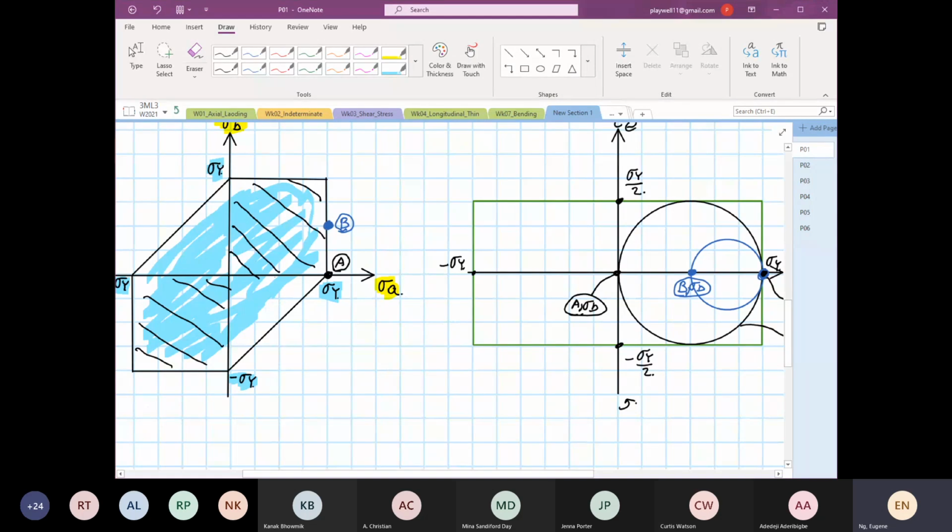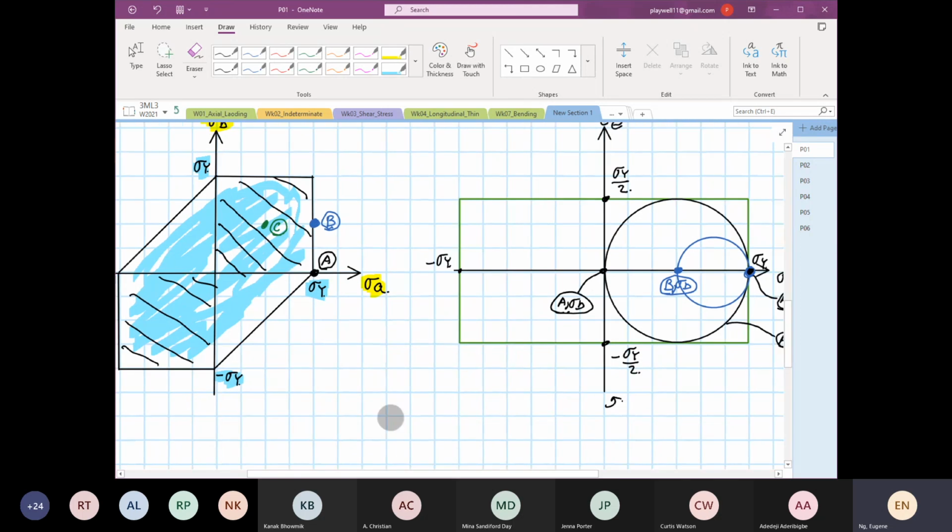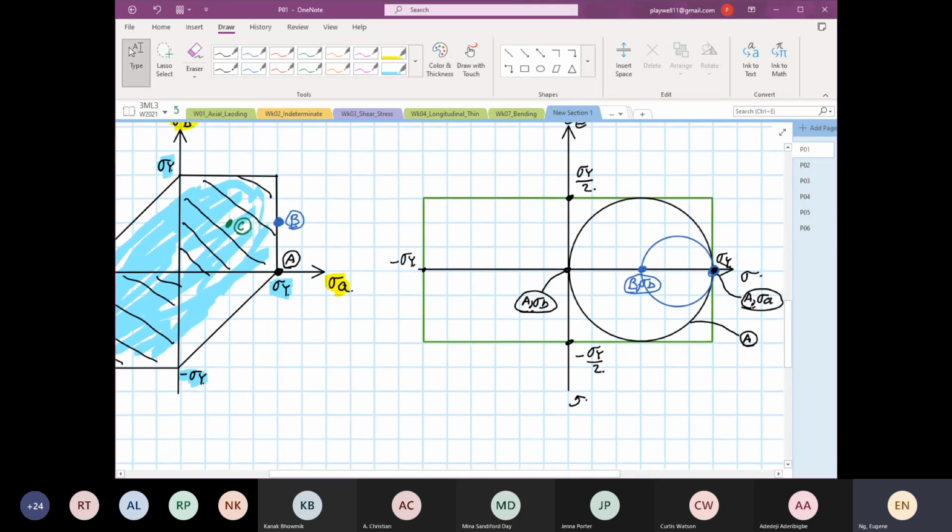If I choose a condition over here, which is known as point C, then point C will be a dot. You can't get a circle, because stress A and B are at the same point. But it's still within the operating boundary, most important.